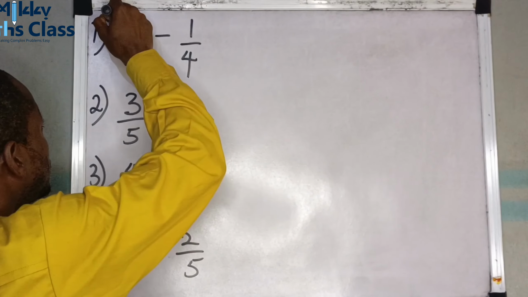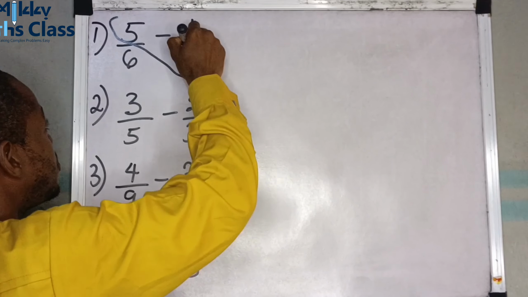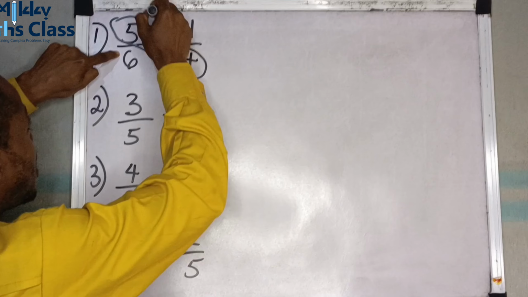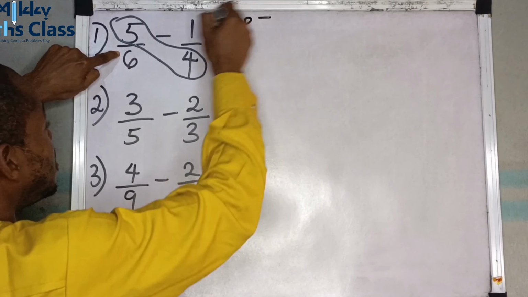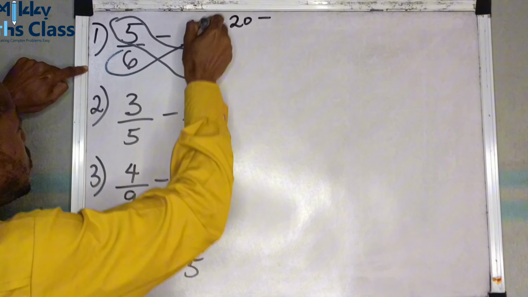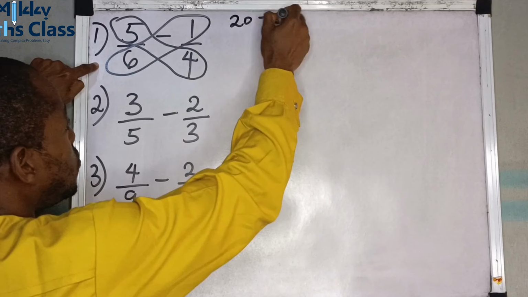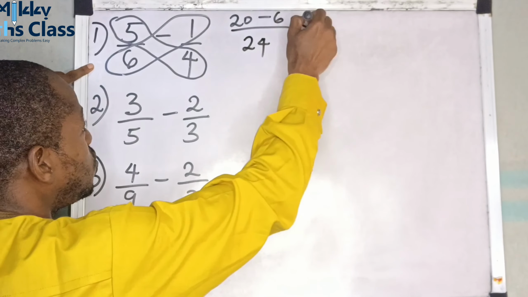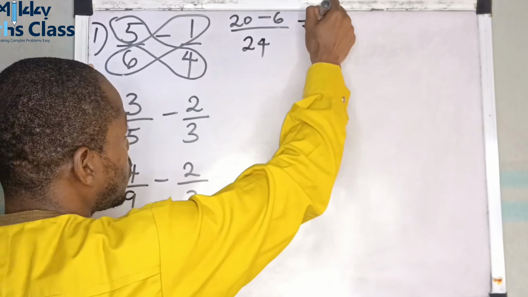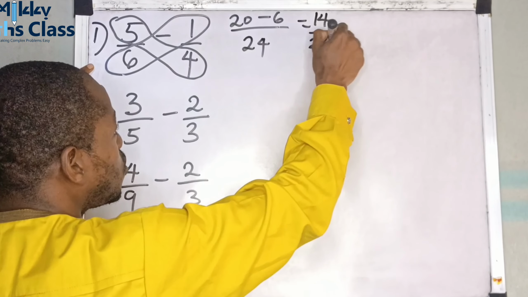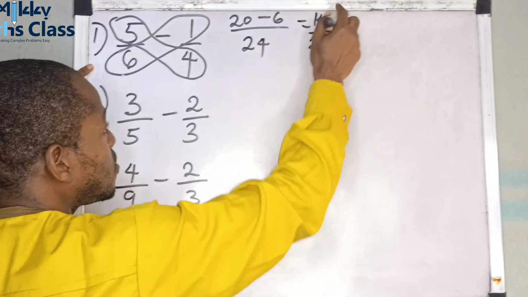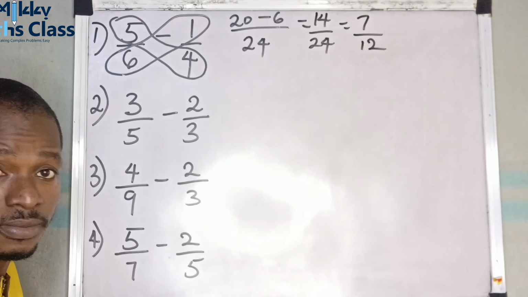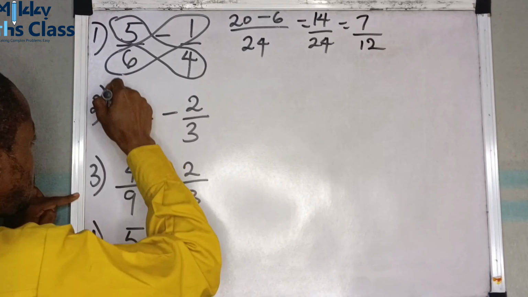What you just do, you know how your butterfly is formed, 5 times 4, put the answer there, 20, minus, then this 6 times 1 is 6, over 6 times 4 is 24. So this becomes 20 minus 6, that's 14 over 24. You can now reduce it. 2 in 14, 7. 2 here, 12. That's all.